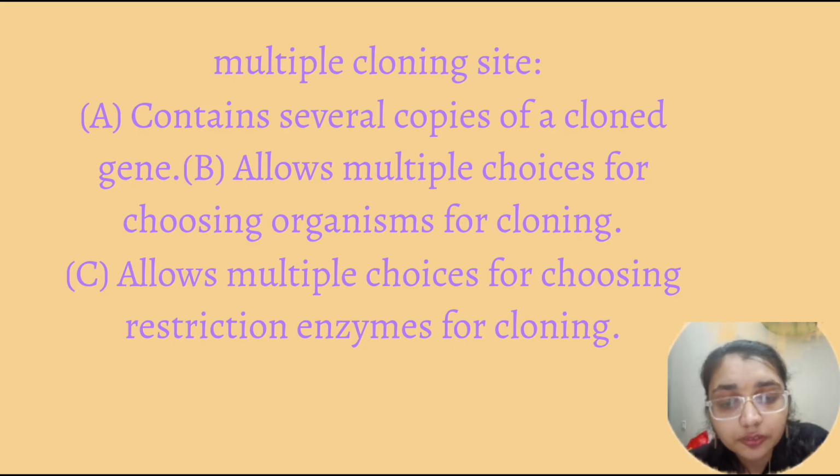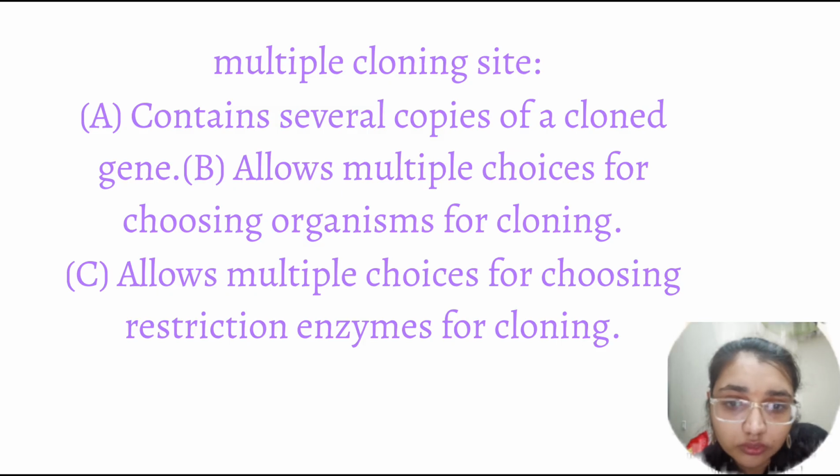Why is A incorrect? The first option, what is it? Contains several copies of the cloning gene. What does a multiple cloning site contain? The first option is incorrect because MCS is a site where the gene is cloned and it doesn't contain the gene.